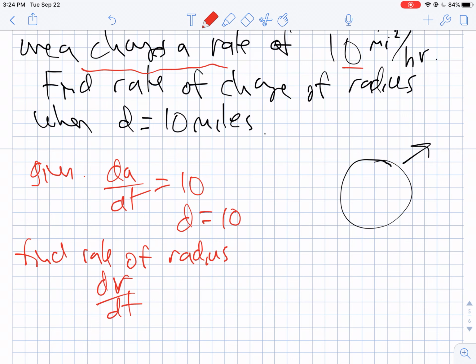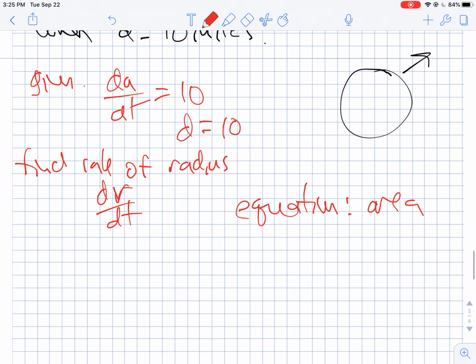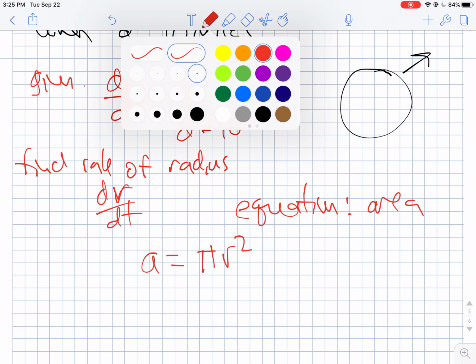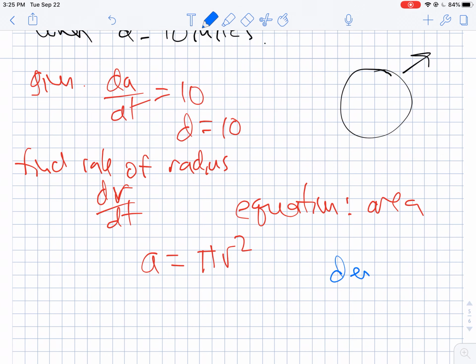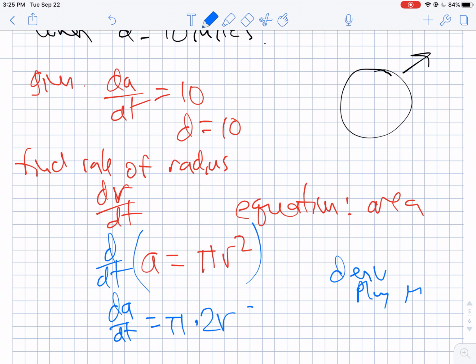Okay, so when we have an equation, we're dealing with an area. So we should probably start with our equation for area. Now, I passed geometry, so I know the area formula is pi r squared. So now I'm just going to take the derivative and I will plug in. I'll take the derivative of both sides here. So my dA/dt is equal to, the pi is a constant. The derivative of r squared is 2 times r to the first times the derivative of r.